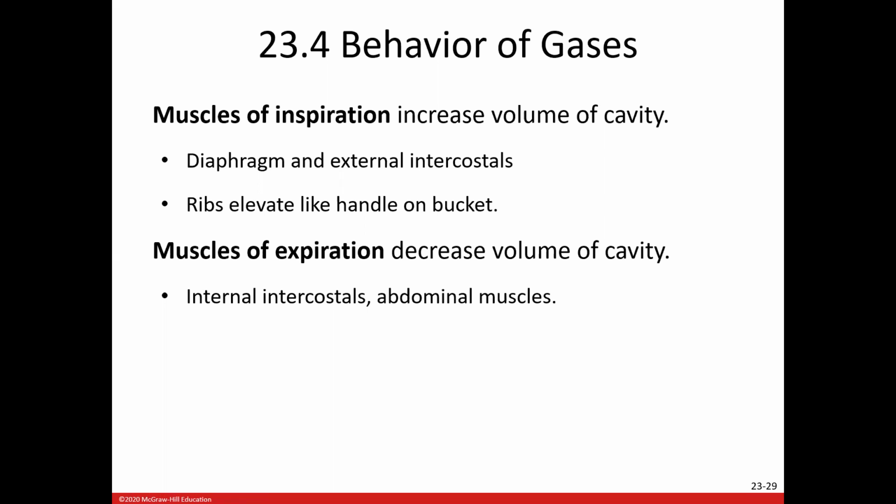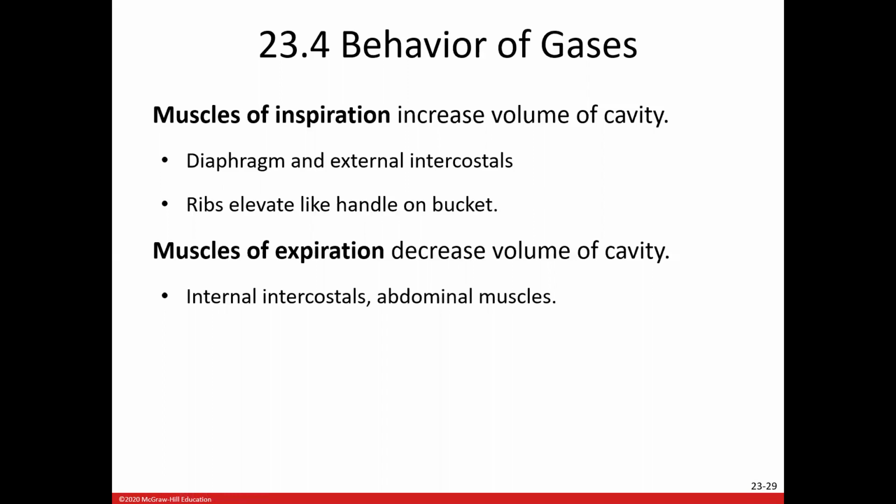And as a little bit of a recap from the last section, when we have inspiration, taking air in, we're going to have an increase in the volume of the cavity, in this case, the thoracic cavity, which houses your lungs. The muscles responsible for making this occur are going to be your diaphragm and your external intercostals. These muscles are going to contract, so your diaphragm will contract and move downward, allowing your lungs to move downward. Your external intercostals will contract, increasing the volume of the thoracic cavity, and the ribs will swing out of the way.